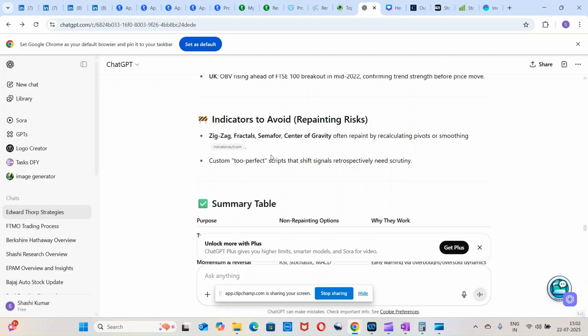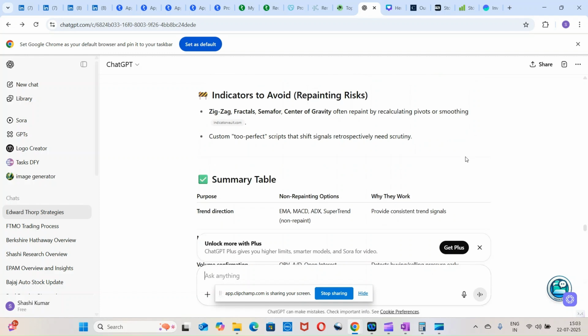Indicators to avoid, because of repainting risks, are zigzag indicators, fractals, and center of gravity. These often repaint by recalculating pivots or smoothing. You need to avoid those because then your backtest results are not reliable. If a particular indicator is repainting and your strategy is based on it, then you can't go with the backtesting results. Custom Pine Script scripts that shift signals retrospectively need scrutiny.